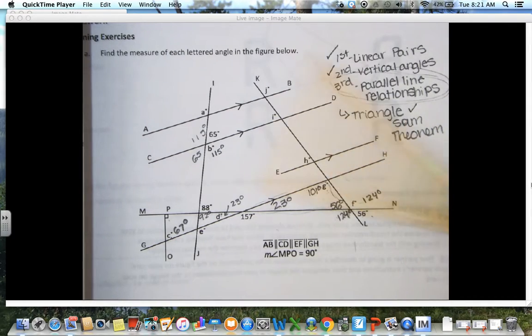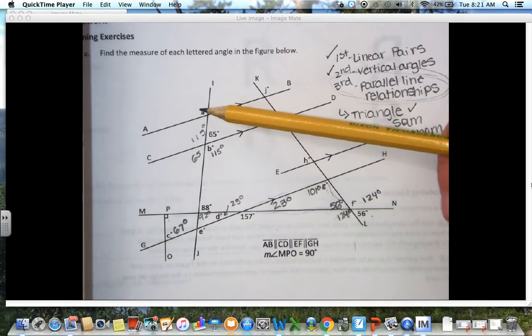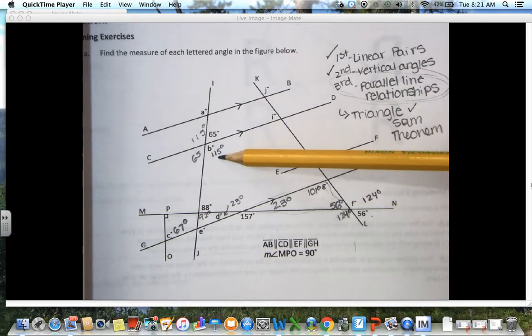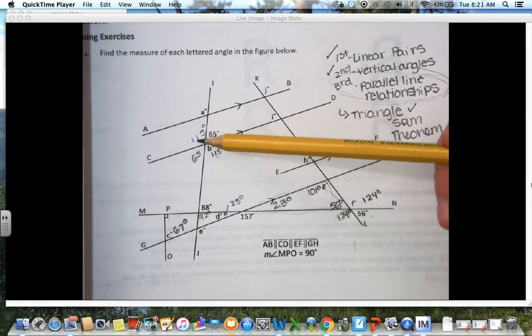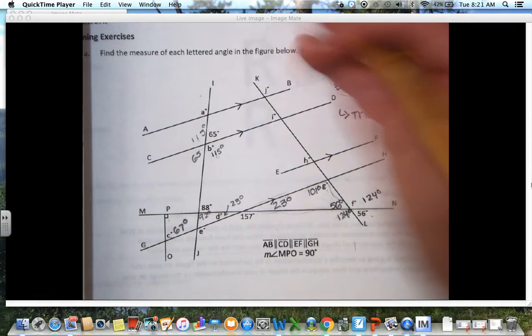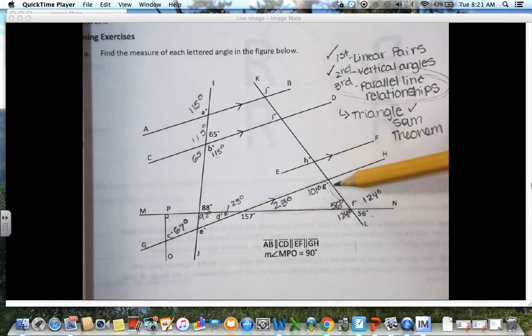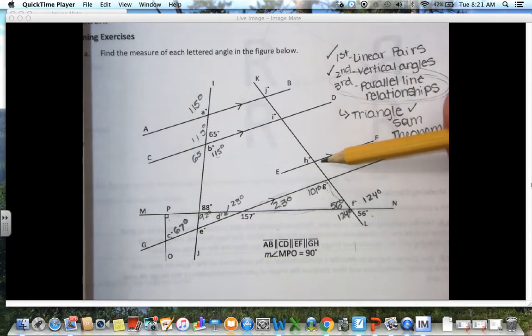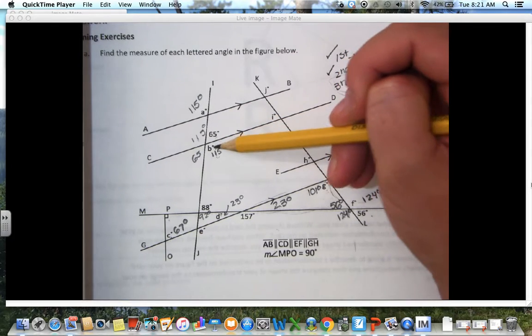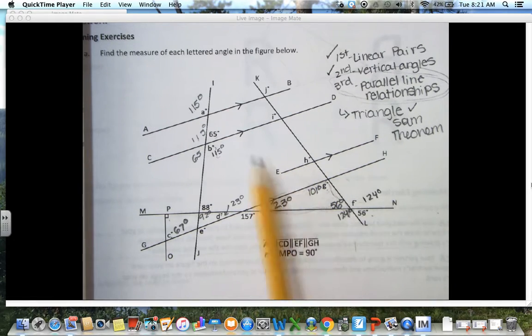So let's look at angle A. There are two ways that you could find angle A. Angle A is congruent to angle B because they are alternate exterior angles. This angle right here is corresponding with angle A, which also makes it 115 degrees. Here, let's look at angle B. Don't forget that line GH is parallel to EF and parallel to CD.